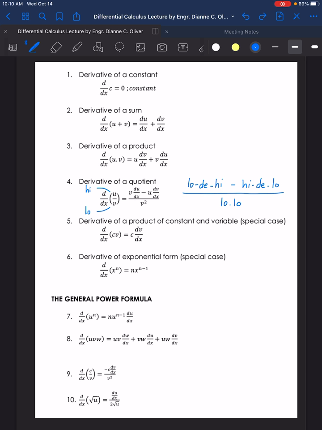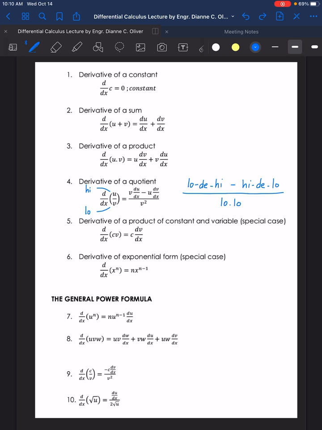Okay? So, it's the same pattern. The low here is the denominator v. The derivative of high is the derivative of the numerator, minus the high is the numerator u. Then we have the derivative of low, and that is the derivative of the denominator. And then low here is just the square of the denominator. Okay? Or low, the square of the lower part. So, there goes your low di high minus high di low, over low.